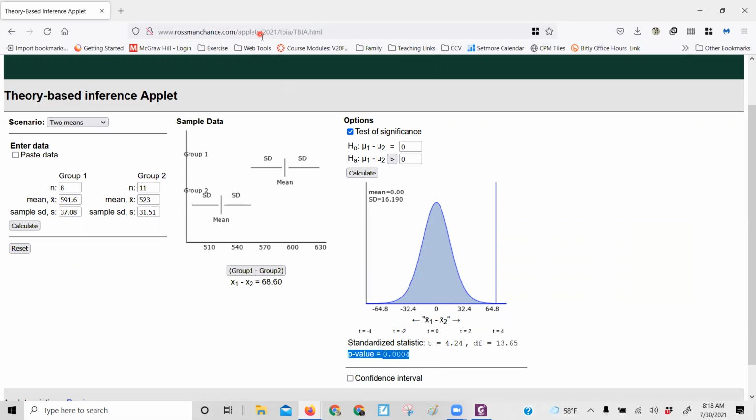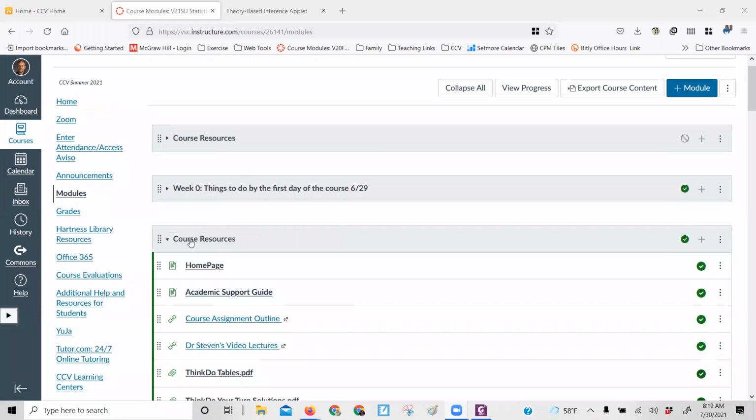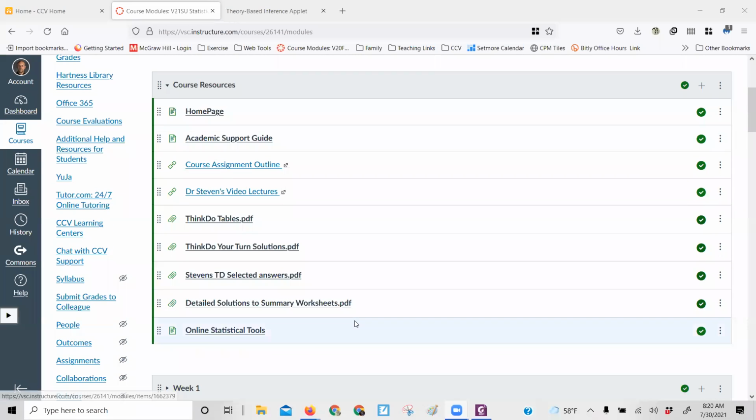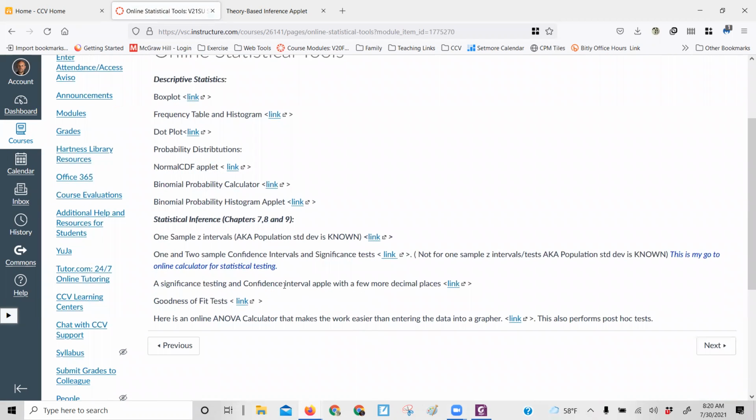So in Rossman Chance you want the theory-based inference applet, or you can go, let's see, can I get into the course without showing? Let me pause this screen for a minute. I'm trying to keep this so I don't show student names. I'm going to pause. So in Canvas, in modules, under course resources, I have these online statistical tools. And here's all the applets I've been talking about all course long.